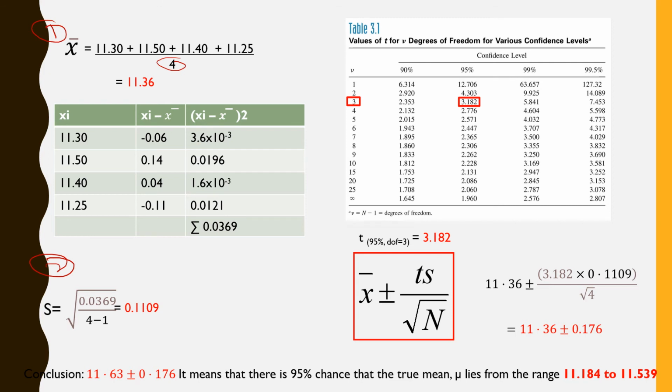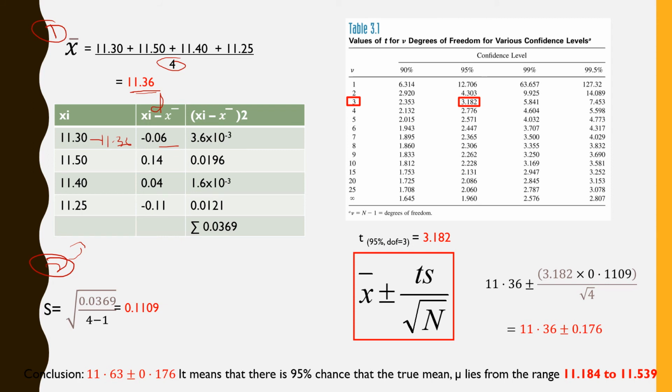Step number 2, you have to find the standard deviation. To find the standard deviation, we use the table here. You put all the data, we have 4 data. And then in column 2, you have to find the deviation, which is the data minus the mean. So 11.30 minus 11.36, you will get negative 0.06. And for data number 2, 3, and 4, it is the same step as data number 1.